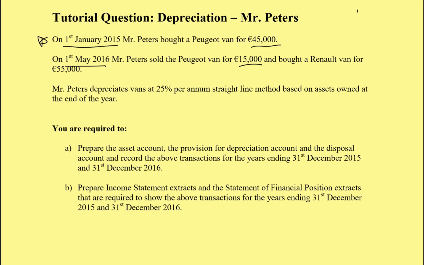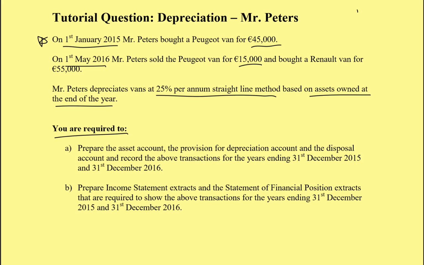Now, Mr. Peters depreciates vans at 25% per annum on the straight line method, which means it's 25% on the original cost, and he depreciates his assets that he owns at the end of the year, which means if he owns it on the 31st of December, it gets a full year depreciation. If it's not owned at the end of the year, 31st December, there's no depreciation.